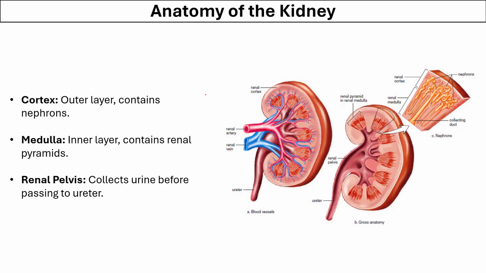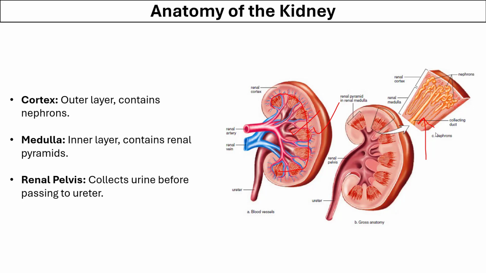The internal structure of kidney shows us the outer region, which is called the cortex, and the inner region, which is called medulla. Medulla contains these pyramids, which are actually the bundles of tubules called the nephrons, and we'll study about what nephrons are in coming slides.